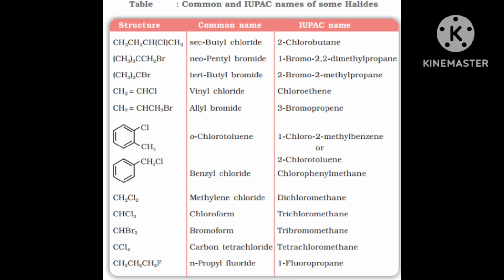But when you are writing 2-methylpropane, before 2 and after 2, a dash will be there. Then the correct name will be 1-chloro-2-methylpropane. Means you are writing 2-methyl, then before 2 a dash, 1 and a dash after. Then you write methylpropane. Then 1-chloro-2-methylpropane.